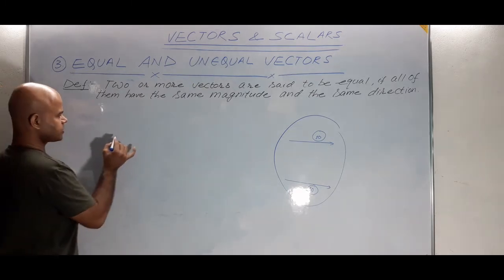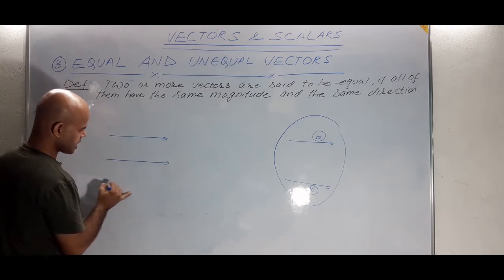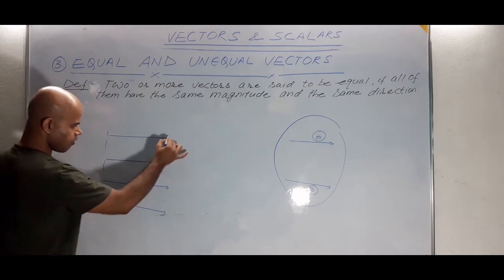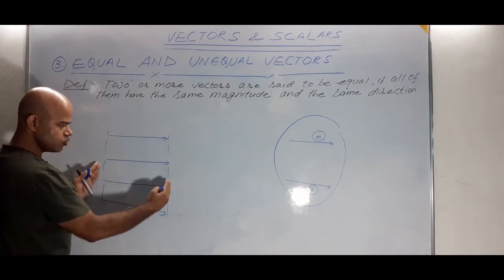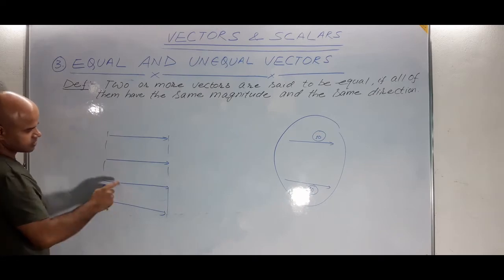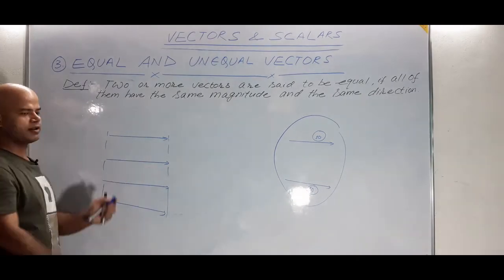So from the definition, all these vectors are said to be equal vectors because all of them have the same magnitude, the same arrow length, and the same direction, because the angle between them is 0 degrees. They are aligned along the same line. Are you getting the point?